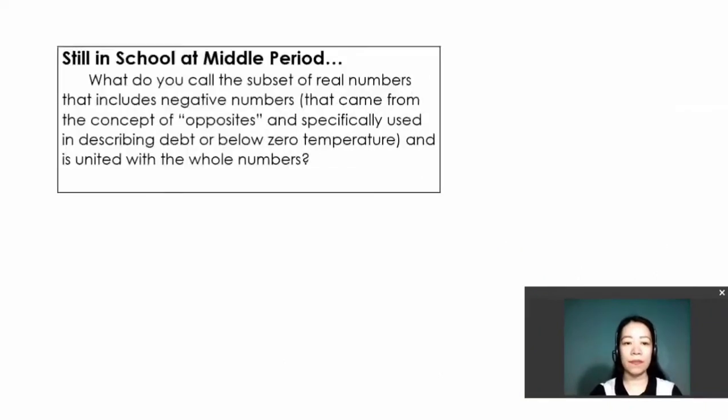Next, still in school at middle period, what do you call the subset of real numbers that includes negative numbers that came from the concept of opposites and specifically used in describing depth or below zero temperature and is united with the whole numbers? What is the answer? So the answer is integers.